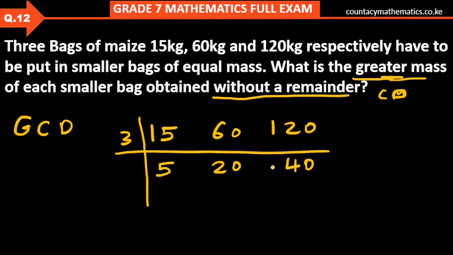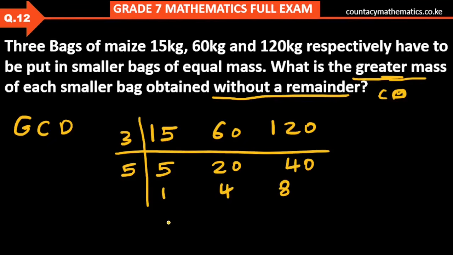3. We go on to the next number, and that is 5. We write a 5 there. Yeah, because we see that 5 is divisible by all these numbers. So 5 divided by 5, we get 1. 20 divided by 5, that's 4. 40 divided by 5, that's an 8.